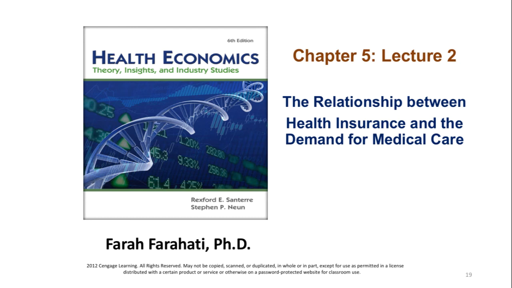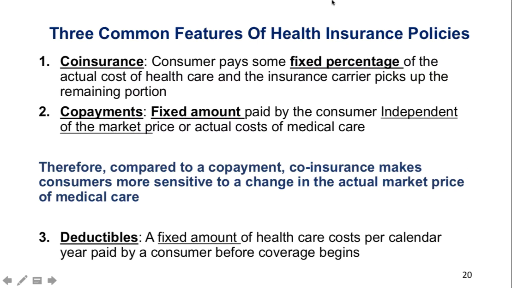Chapter 5, Lecture 2. In the previous lecture, you learned that medical insurance has had a significant influence on the allocation of medical care resources through the out-of-pocket prices. So in this lecture, you will learn in more detail about the relationship between health insurance and the demand for medical care. There are three common features of health insurance policies that may have major impact on the demand for medical care.